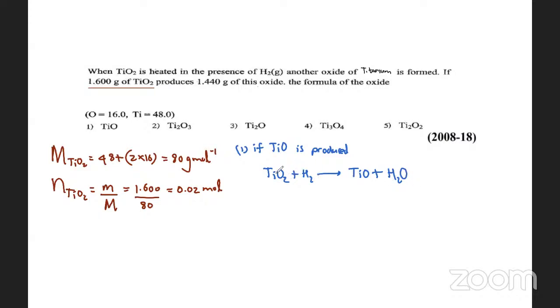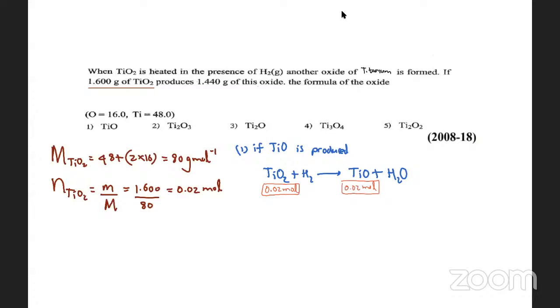Even without hydrogen, you can do it now. This TiO2 should produce TiO. The problem is between these two. Now we know this is a reaction, people. This should be the reaction. Reaction is balanced also. So we know 0.02 moles of titanium dioxide is there. If 0.02 moles of titanium dioxide reacted with H2, how many moles of titanium oxide should be produced? Same, 0.02 moles, because it's 1:1.